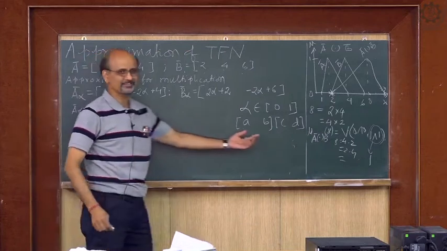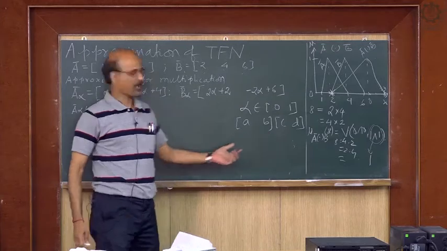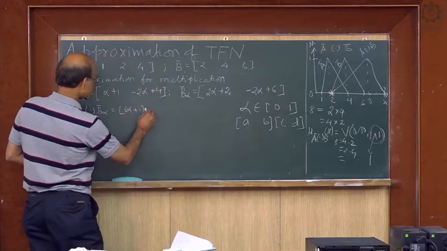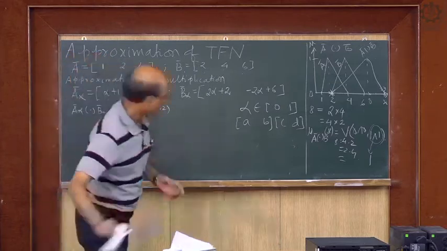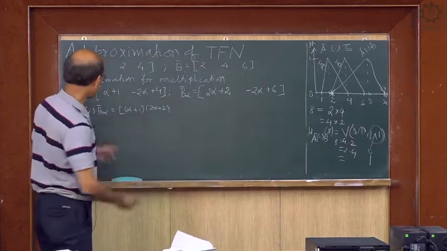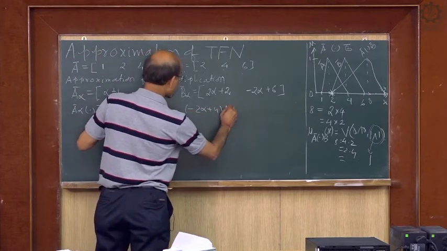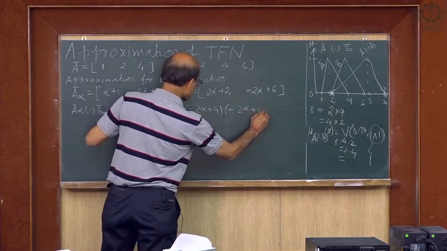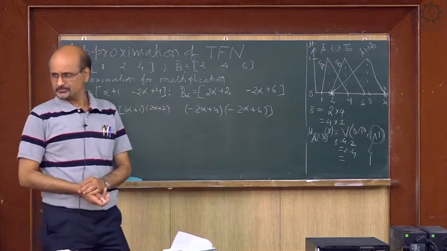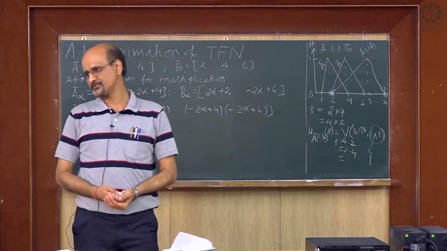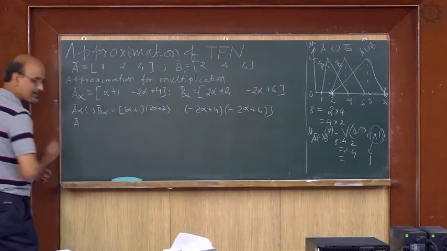I do not have to do all these combinations, taking minimum and maximum. Is it okay? Alpha plus 1 into 2 alpha plus 2, left hand, and right hand is minus 2 alpha plus 4 and minus 2 alpha plus 6. Is it okay? Because alpha belongs to [0, 1], it will be all positive for any value of alpha. So that is why we can write this. So now it is simple as we did earlier.